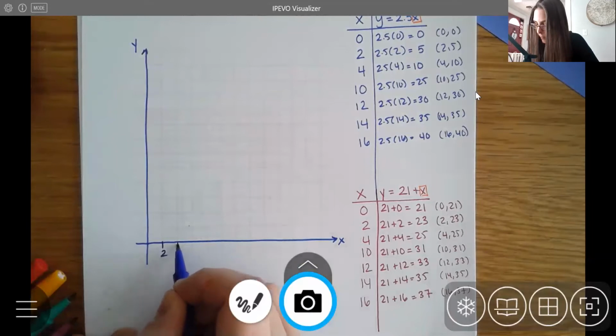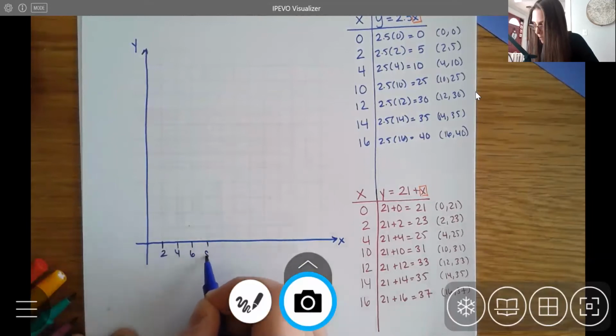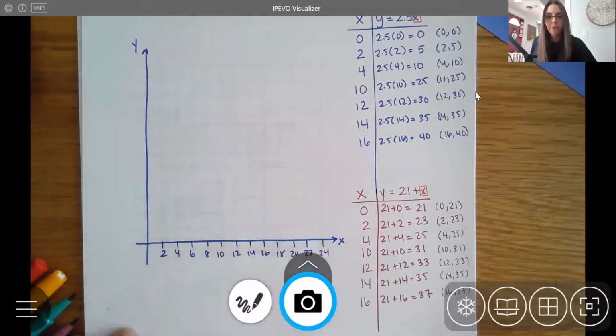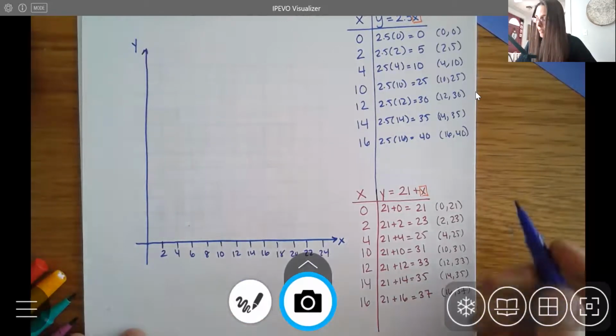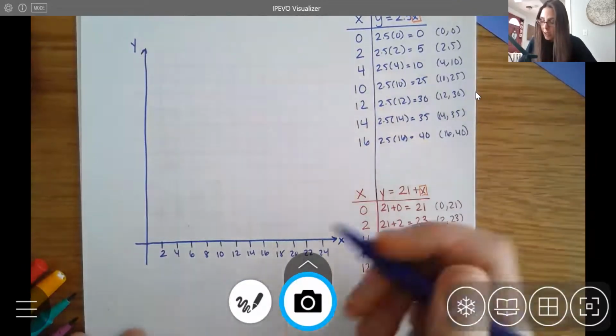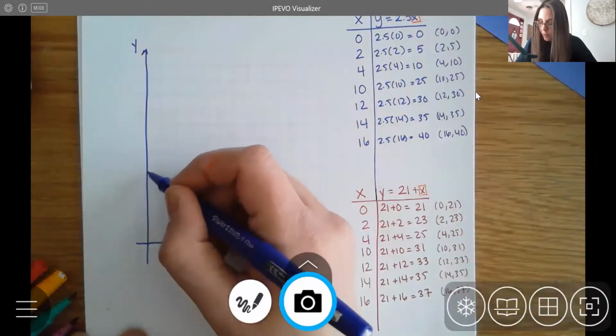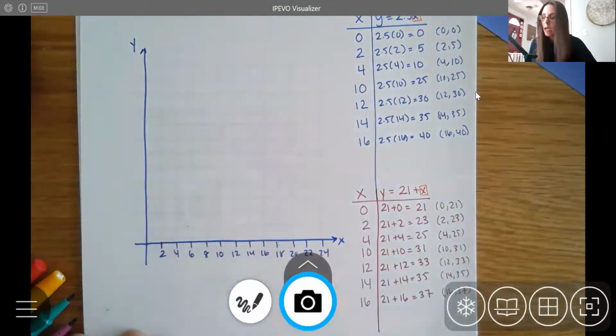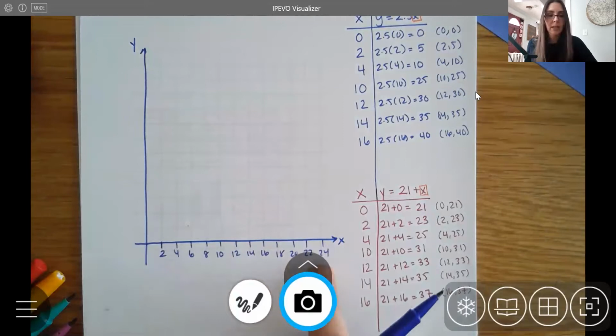So I'll use 2, 4, 6, 8, 10, 12, 14, 16, 18, 20, 22, 24. And then for my y-axis, let's see, our highest value is 40. And I have 1, 2, 3, 4, 5, 6, 7, 8, 9, 10, 11, 12 marks again. So if I go by twos, 2 is still too small, right? I get only 24. So maybe I want to go by something higher. This could be a good one to go by 5s.